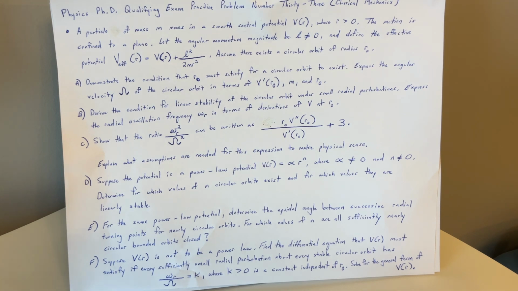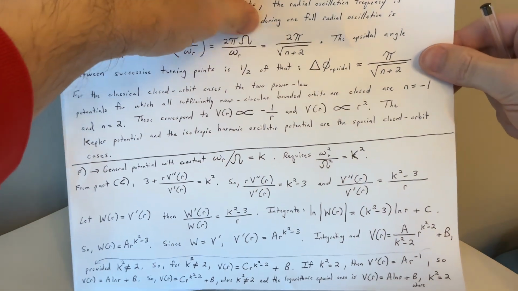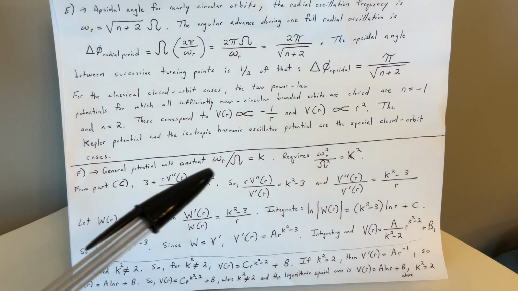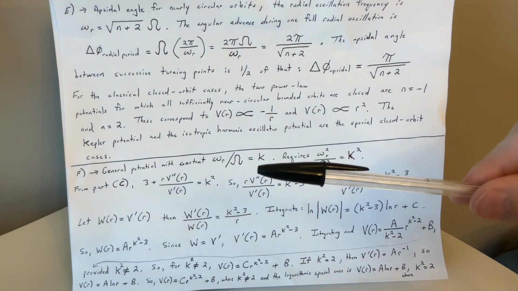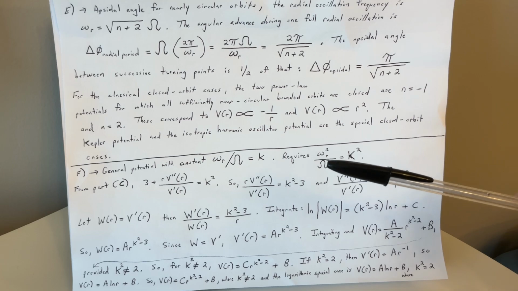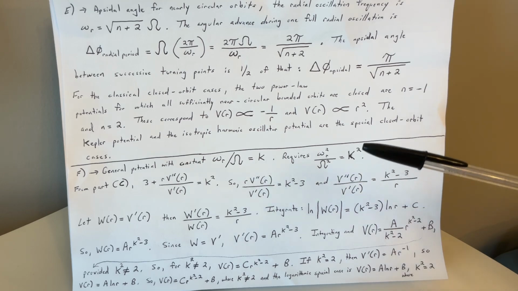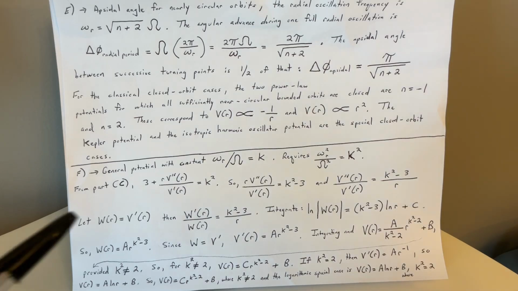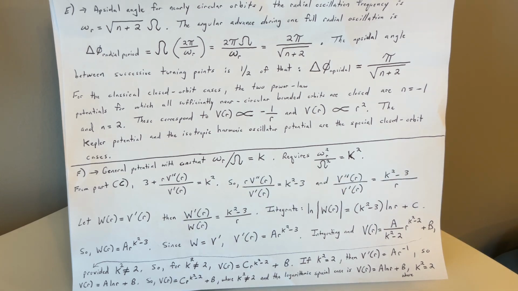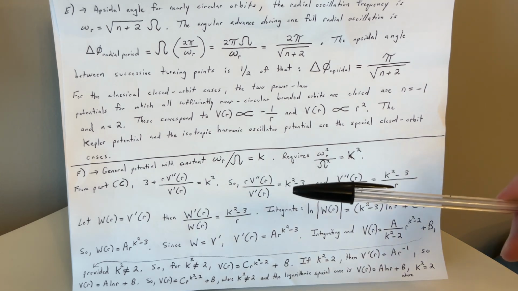Okay, so for letter F, what we could do is the following. General potential with constant lowercase omega sub r over capital Omega equals k. And that requires lowercase omega sub r squared over capital Omega squared equals k squared. So if we go back to part C, we use that 3 plus r V double prime of r divided by V prime of r is going to be set equal to k squared. So r V double prime of r over V prime of r is going to equal k squared minus 3.